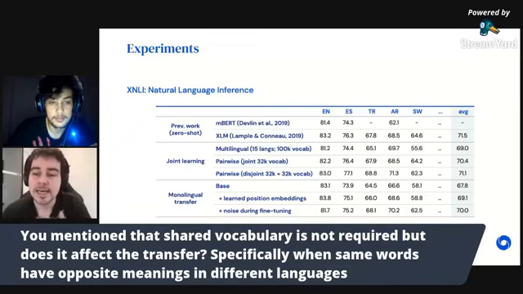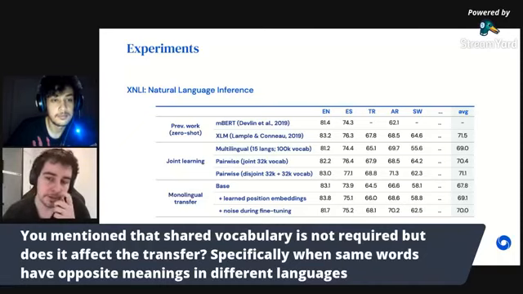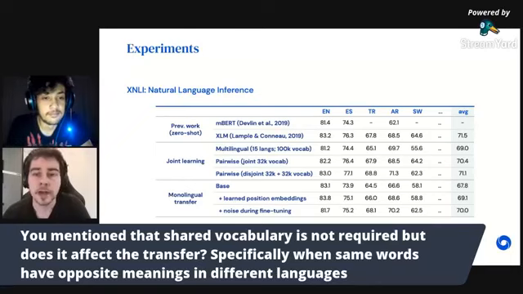I think in practice that might hurt, but in general, empirically, they're so infrequent that I don't think that's a very big issue for these methods.